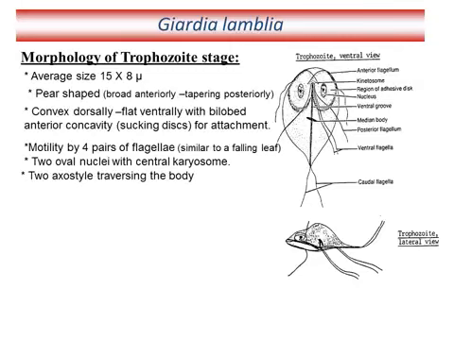Two axostyles traversing the body. This axostyle gives the parasite support. Two rod-shaped parabasal bodies lie across the axostyle. This is called the median body.